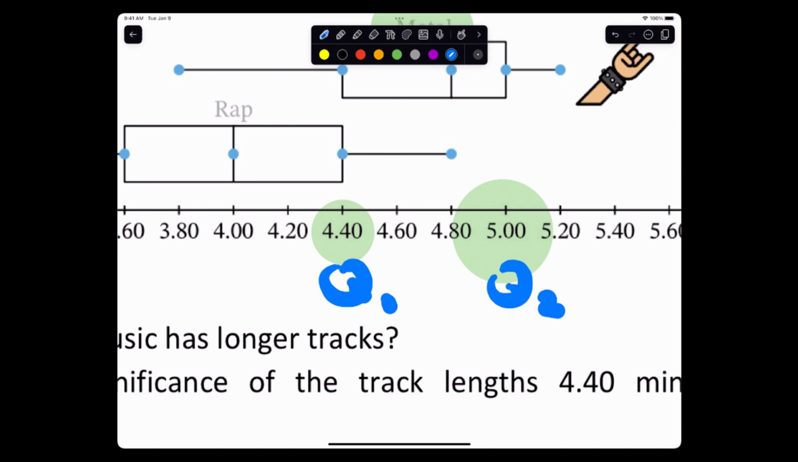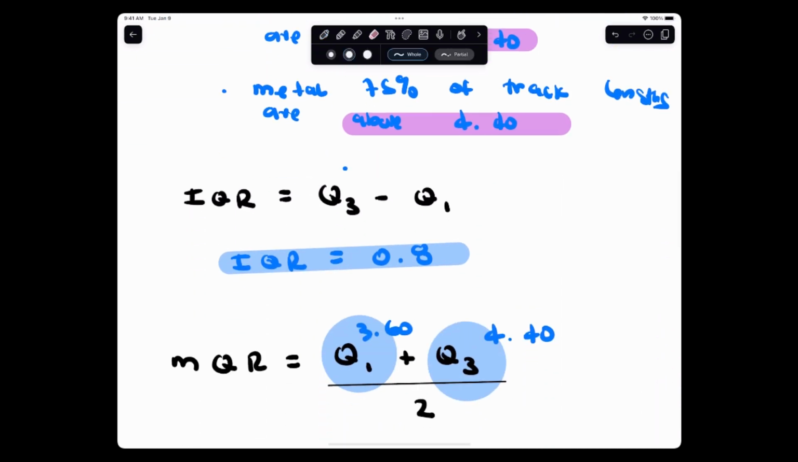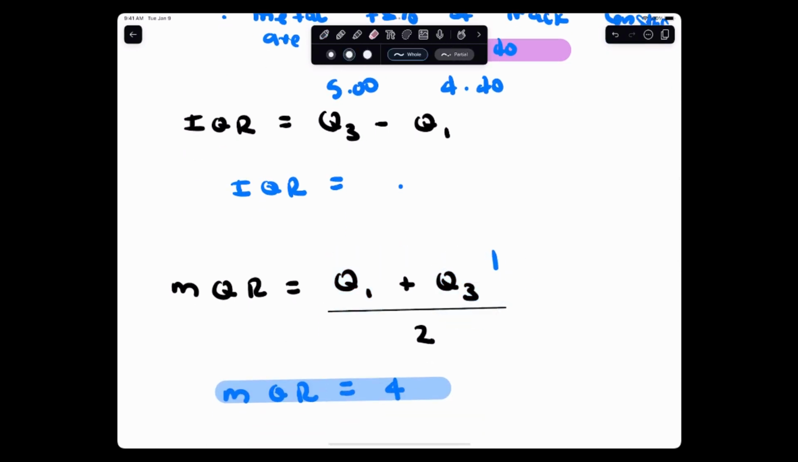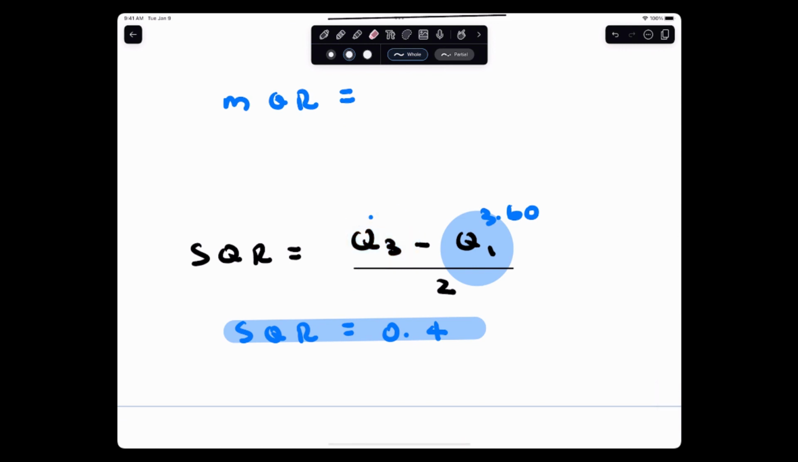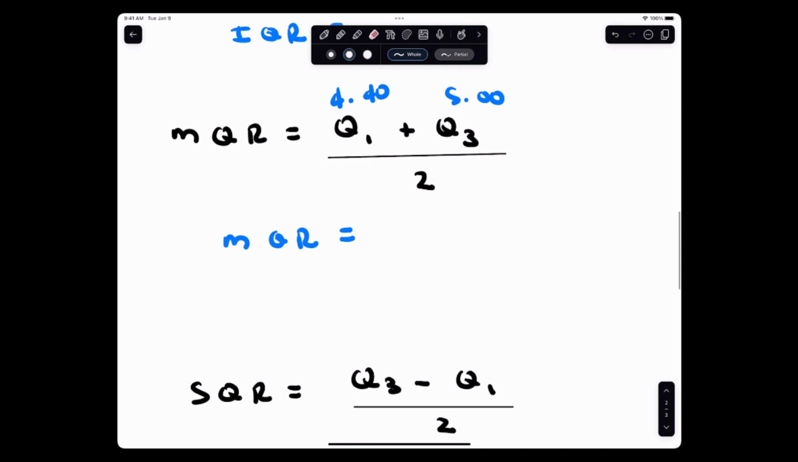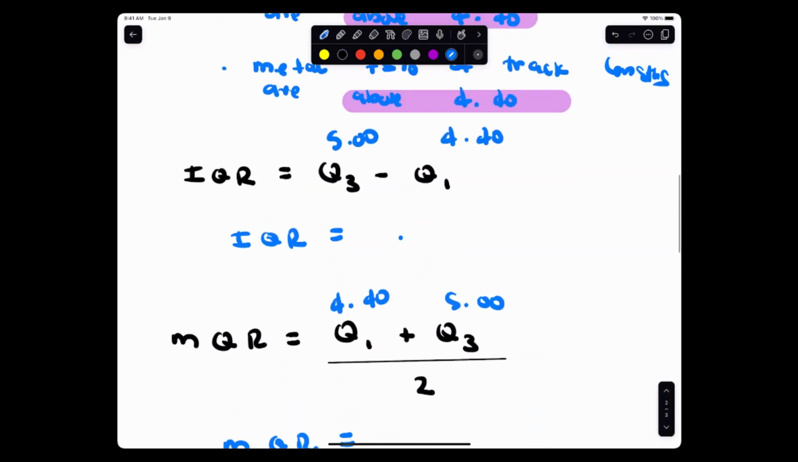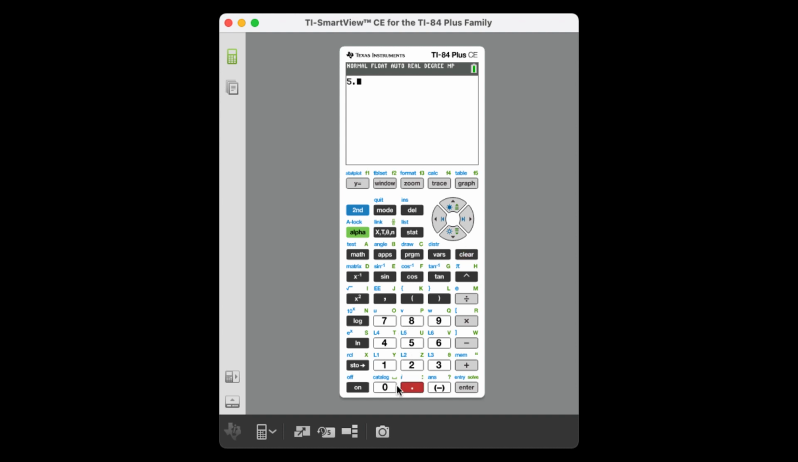4:40 and 5 minutes. So let's see if we can do this fast. What do you guys think? Okay. Punch those numbers in. 5 minutes minus 4:40. So I'm going to do that in the calculator. Let's clear that out. 5.00 minus 4.40. You get 0.6 minutes.